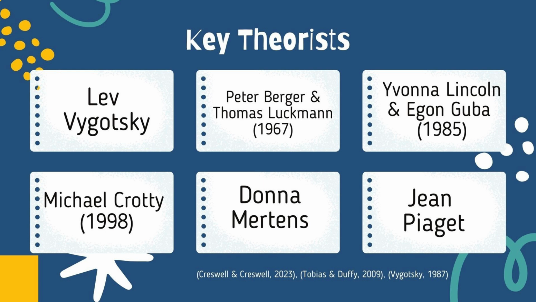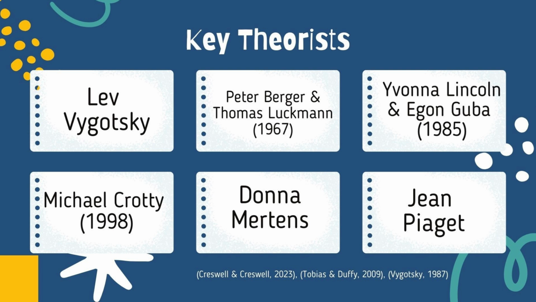Over the years, there have been numerous researchers who shaped constructivism. Vygotsky created his theory of social constructivism, which views learning as a social process built upon interaction and collaboration and the zone of proximal development. Berger and Luckman argued that reality is socially constructed through human interactions and shared meanings. They maintain that what society accepts as real is the product of collective agreement.